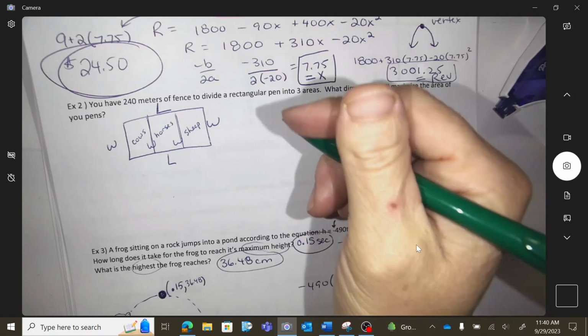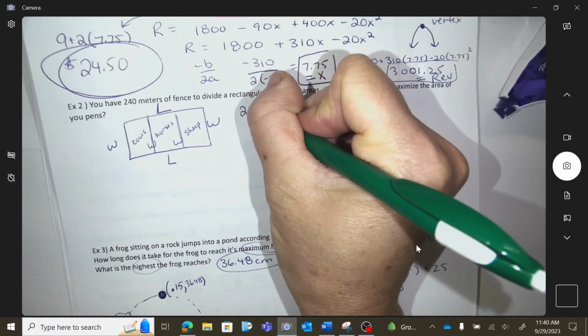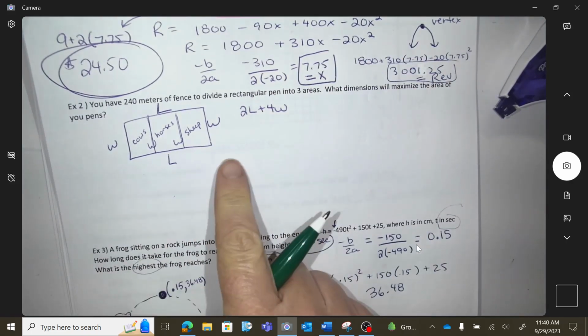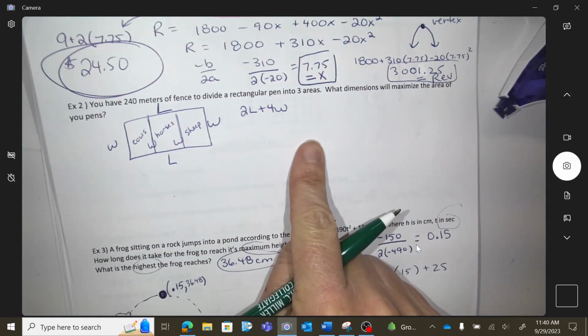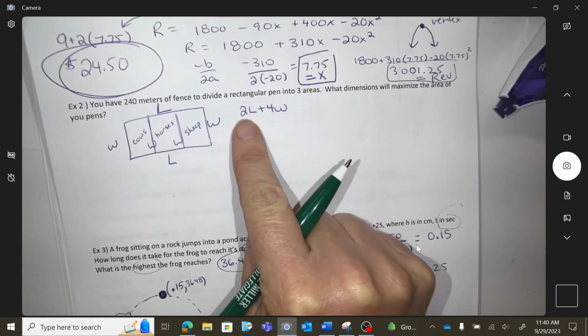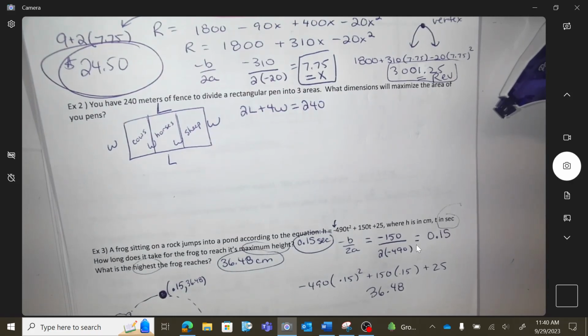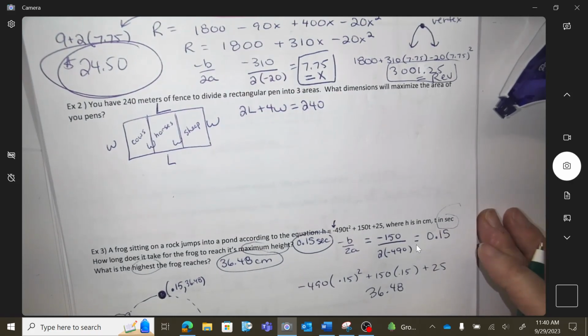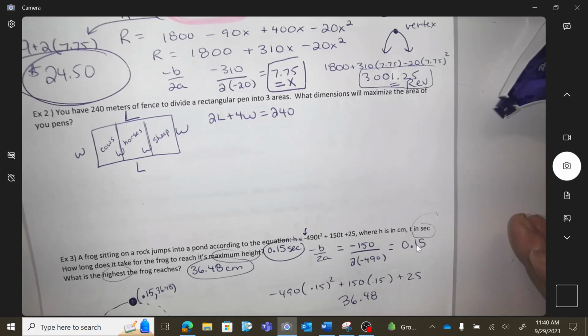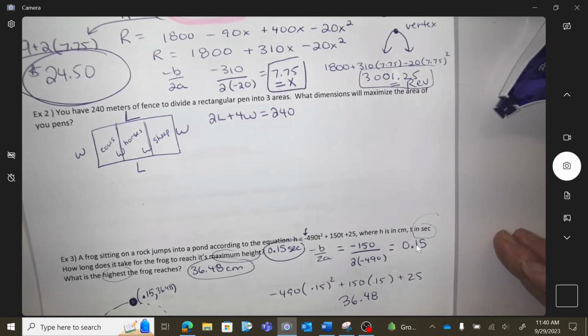So I'm going to write that in math. If I add up all those pieces of fence, that's me putting my words into math, it makes 240. Okay, some of you probably wanted to throw meters on that. Don't, because it's just going to confuse you, adding more letters.